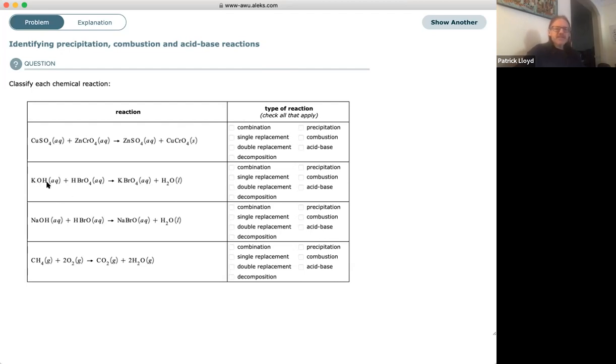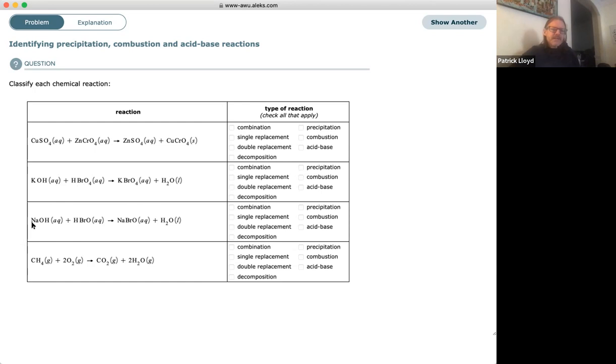This one looks like an acid base, right? They just wrote the base first, right? So KOH is one of our ionic bases. HBrO4, that's one of our oxo acids. That's an acid base reaction. So it's a double replacement and an acid base.